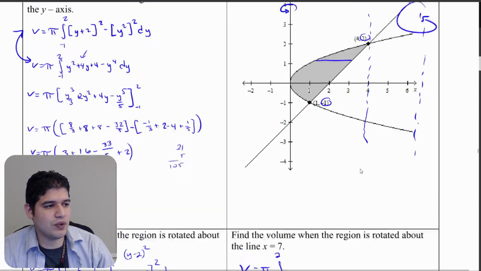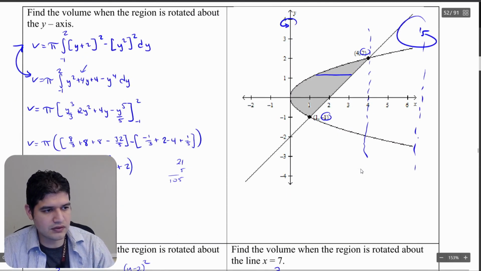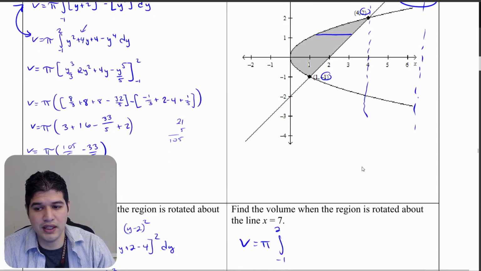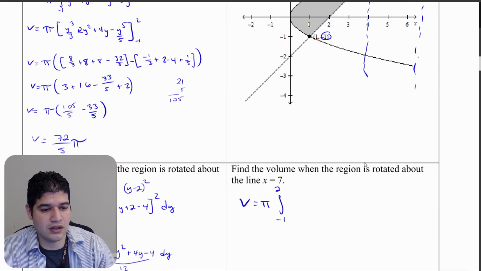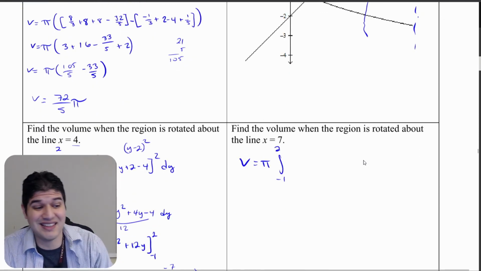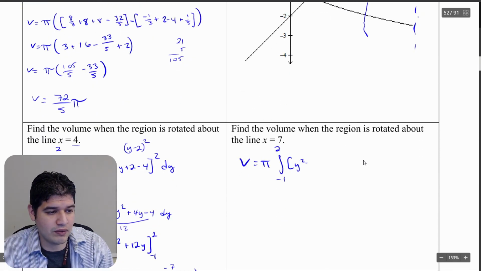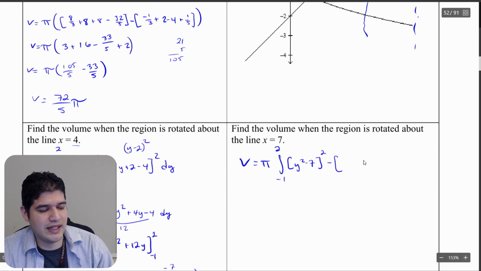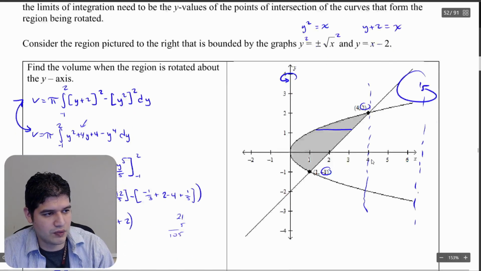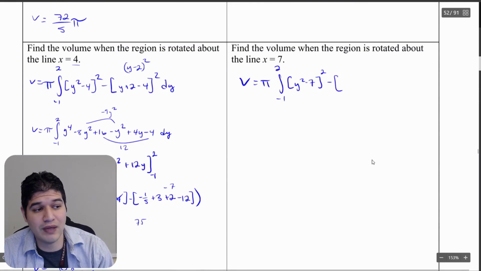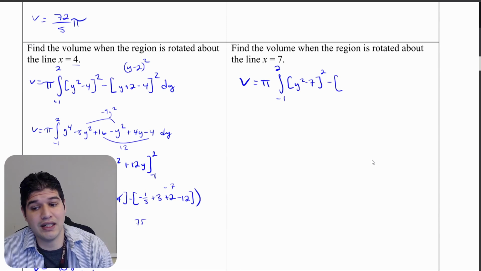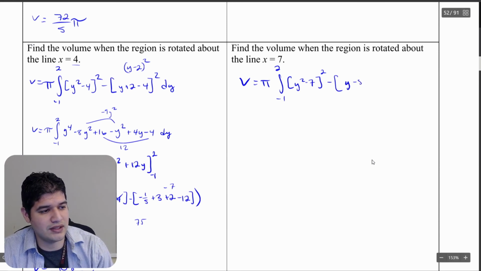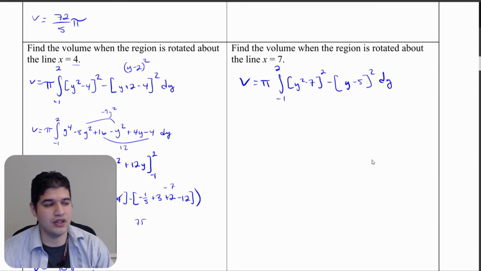And in this case, what is the outer part for 7? The outer part is going to be y squared minus 7. So we're going to have y squared minus 7, squared. And then we're going to subtract the inner part. Well, that's going to be the linear function y plus 2, so y plus 2 minus 7. Well, y plus 2 minus 7 is going to be y minus 5, squared, dy, doing some simplification in this case. All right, so let's go ahead and calculate what comes out here.